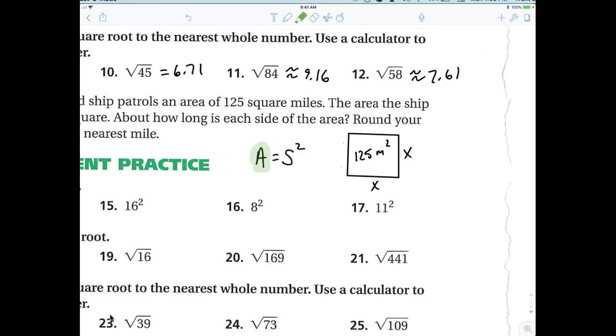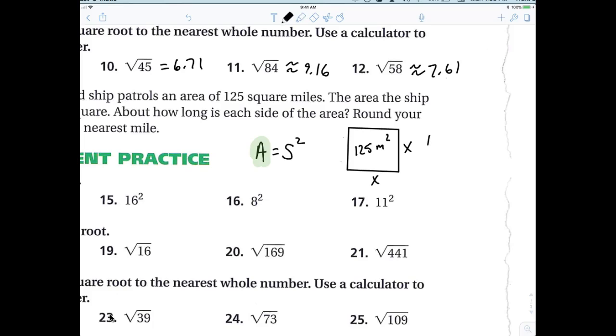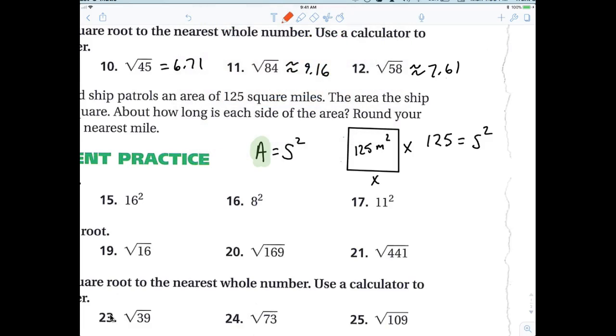Now the reason why they're telling you that is because they're telling you that the area is 125 and you're trying to find the side. So how do I find the side if I know the area? Now look up here, please. What I want you to do is undo a square. To undo a square, I'm going to use the square root. So everybody has to do this on their paper: square root both sides.